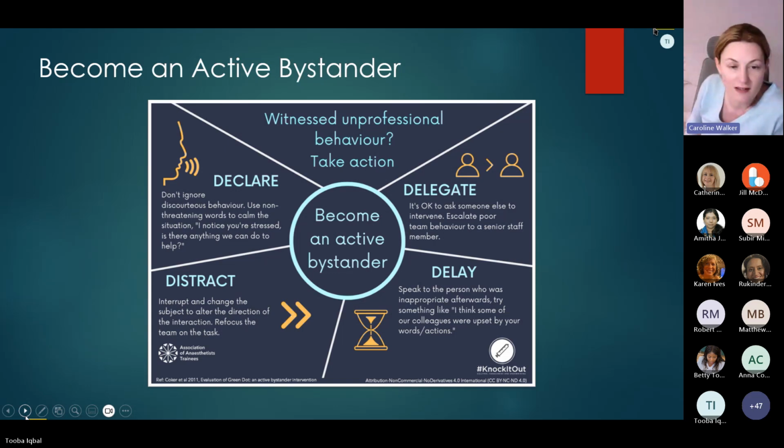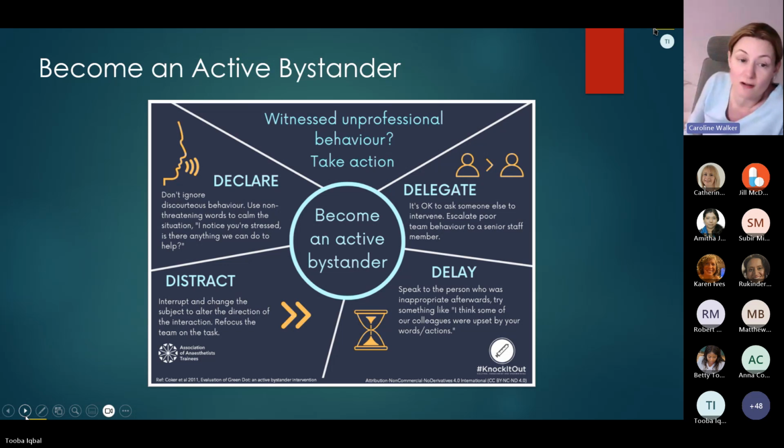So the first one is declare or direct, depending on which version of the model you look at. That's saying something there and then in the situation. First thing you could do is ask the receiver if they're all right. There's simple things you can say. Sometimes feigning a little bit of ignorance is helpful. Oh, I'm sorry, I don't know, did you mean to say that? Oh, I don't think I quite heard what you said.